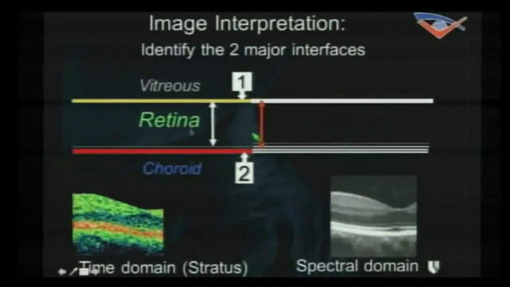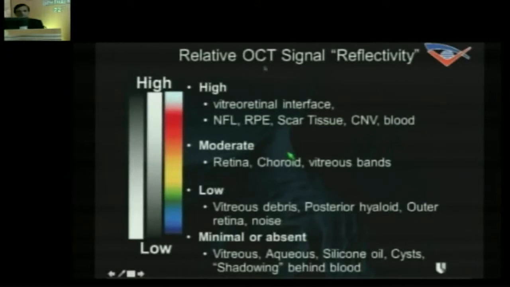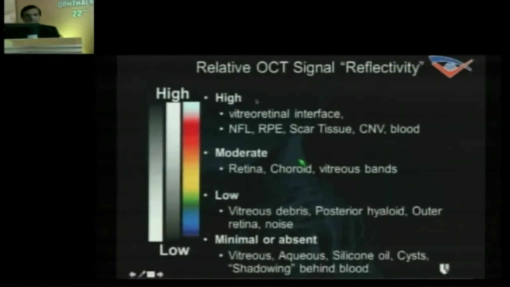At the stage of a histological level, we can interpret the details of the retinal layers so closely. Looking at the interpretation, there are two major interfaces you need to identify: the vitreoretinal interface and the level of the retinal pigment epithelium. You have a high reflectivity here, you have high reflectivity there, and whatever there is in between, that you have to interpret.